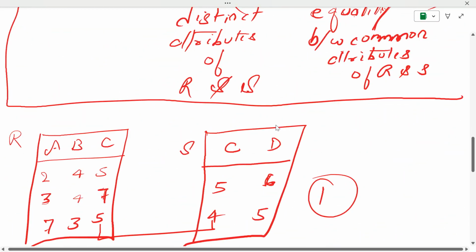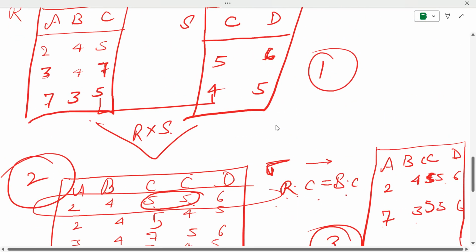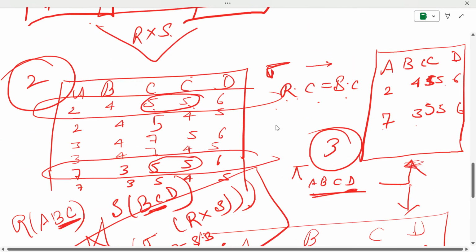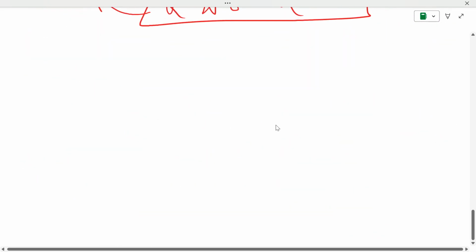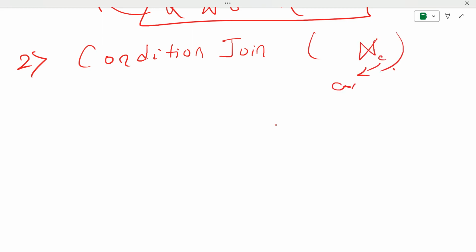Next we are going to see the conditional join, right? So now we are going to see about the conditional join. So yep, this is the second part, conditional join, and it is represented by this symbol. Okay, here is our condition.